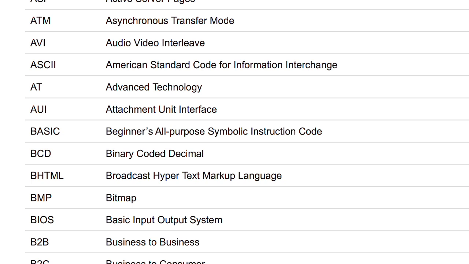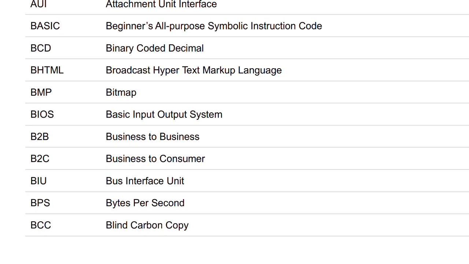Then we have BMP. BMP stands for bitmap. Then we have BIOS. BIOS stands for Basic Input Output System. Then we have B2B. B2B stands for business to business. Then we have B2C. B2C stands for business to consumers. Then we have BIU, Bus Interface Unit. Then we have BPS. BPS stands for bytes per second. Then we have BCC, that stands for blind carbon copy.